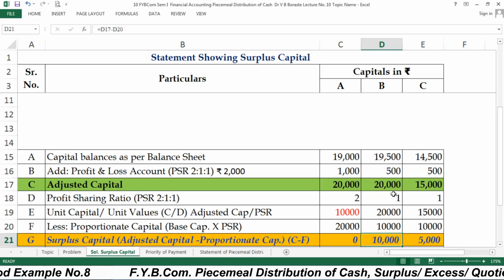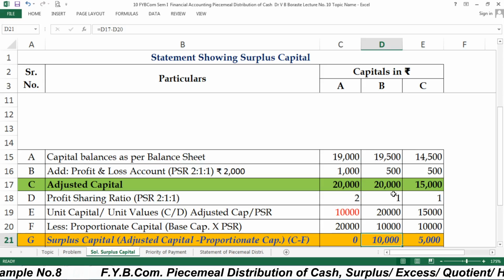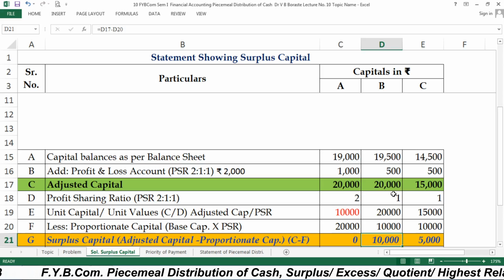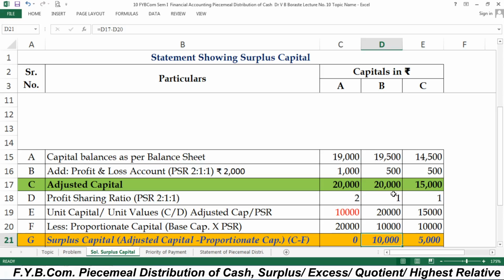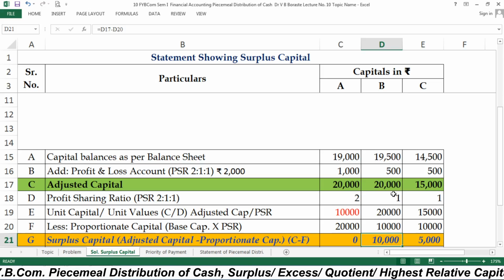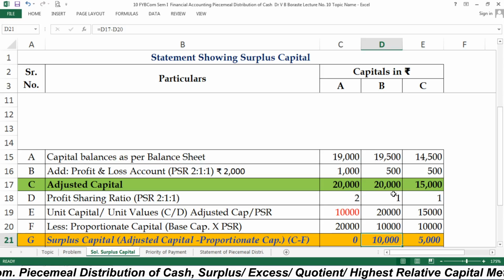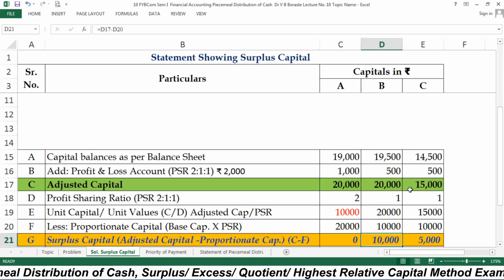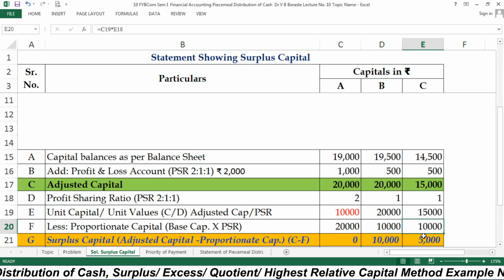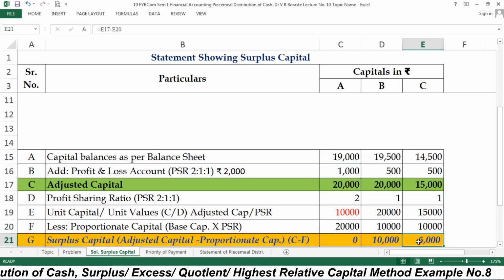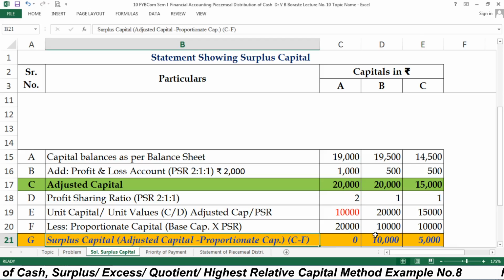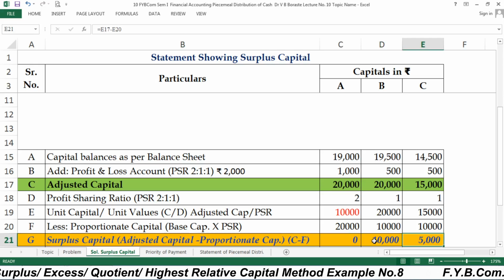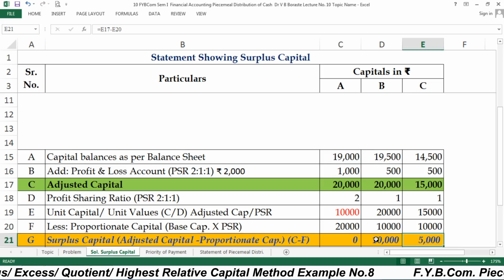Very simple. You can use a calculator. Even a calculator is allowed in the exam, so don't worry about that. The examples are very easy, but you have to use the calculator as a practice while solving the example, for error-free calculations. So again, in case of C, 15,000 minus 10,000, the answer will be 5,000. So we got the surplus capital of Mr. B, 10,000, and of Mr. C, 5,000. We have to find out the absolute surplus.